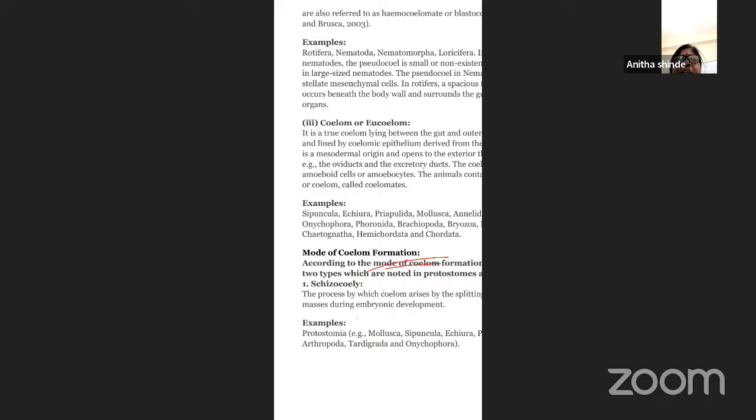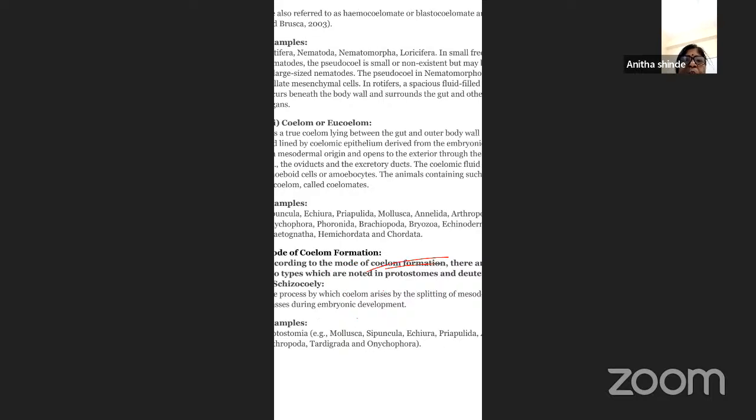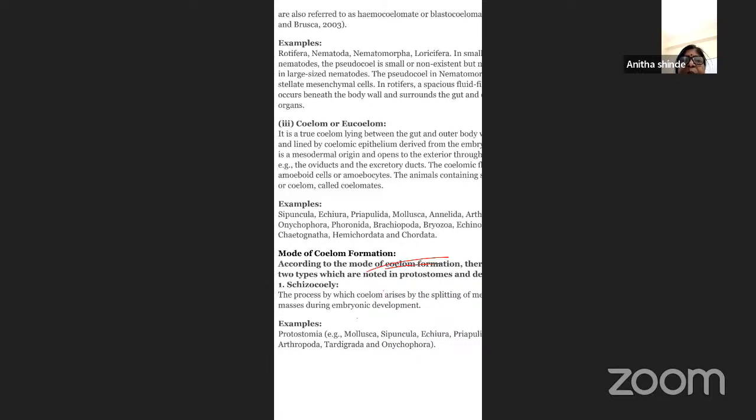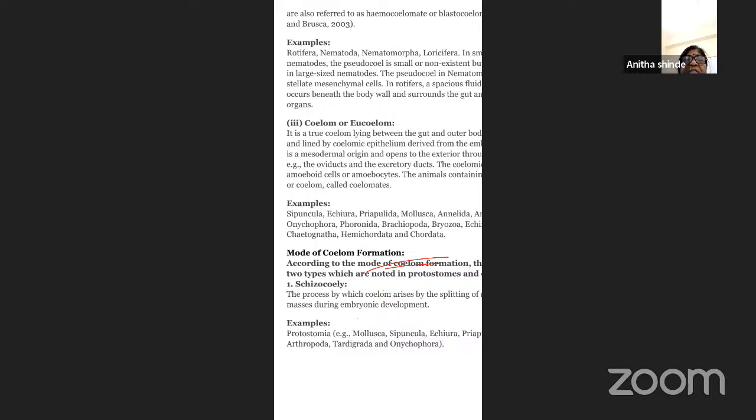So the mode of coelom formation has been classified into two categories: schizocoely and enterocoely. Now we'll see what schizocoely is. It is the process by which the coelom arises by splitting of the mesodermal bands during embryonic development. Examples, as I told you, in protostomia are Mollusca, Sipuncula, Echiura, Annelida, Arthropoda, Onychophora, and all those things. When you talk about the deuterostomes, the vertebrates as well as echinoderms will come.